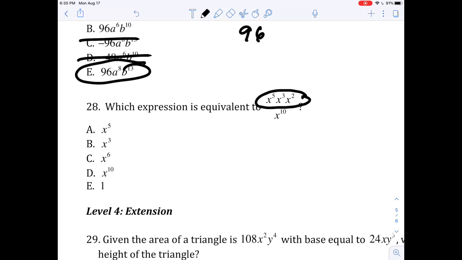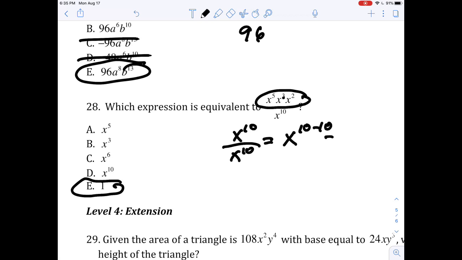Rules of exponents on the top here. We're going to add 5, 6, 7, 8, 9, 10. So we have x to the 10 over x to the 10, which means the same expression over itself, which is 1. If you want to think about the rules of exponents, that would be 10 subtract 10, x to the 0, which we know is defined as 1.